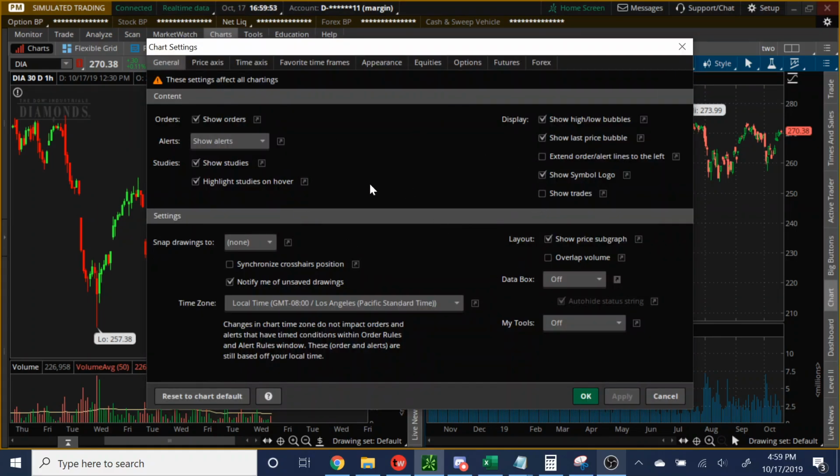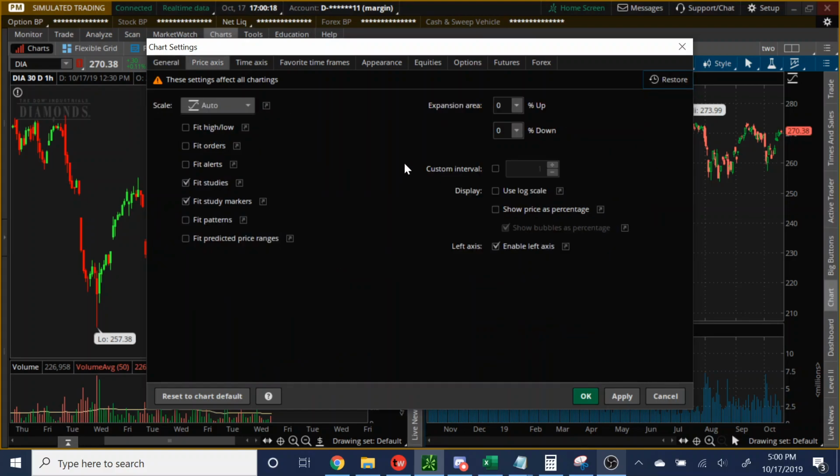And within general, the one thing I like to change is the alerts. I like to show arrows only. Otherwise, you're going to have a line that goes all the way across your chart, which is kind of distracting and gets in the way. The arrows will just show a little arrow on the right side wherever your alert is. It's nice and neat. And that's going to be it for the general.